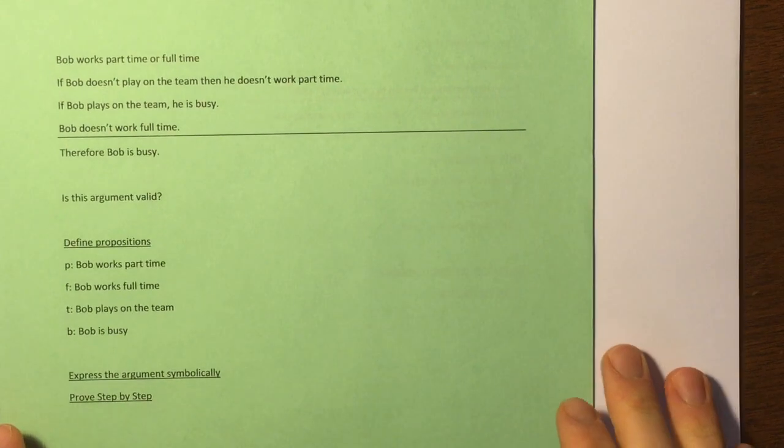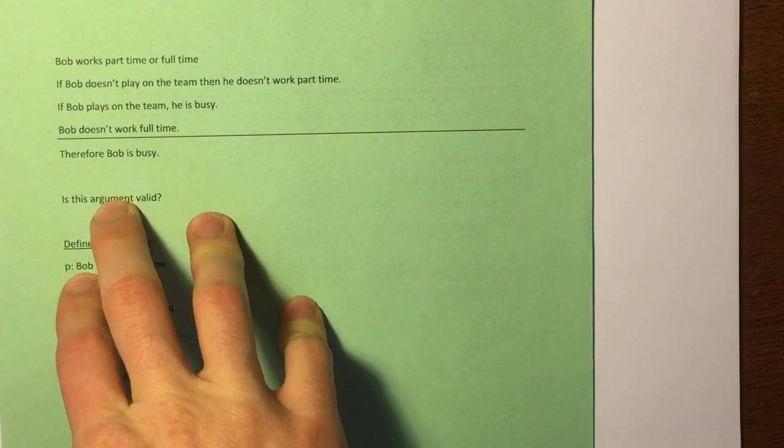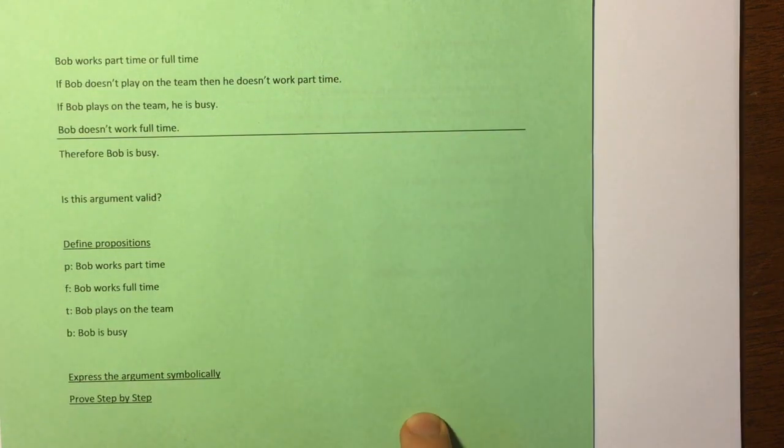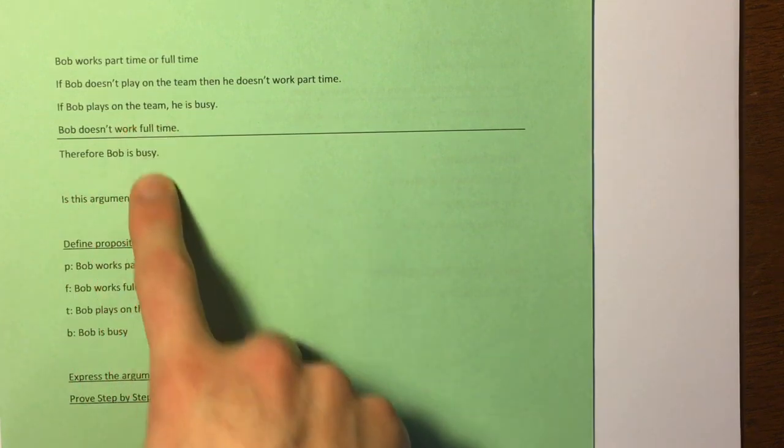All right, we're going to go over an example argument, and we have the argument written out in words here. We're going to translate this argument into a symbolic argument, and then prove that it is valid by applying rules of inference. So the question is, is this a valid argument?